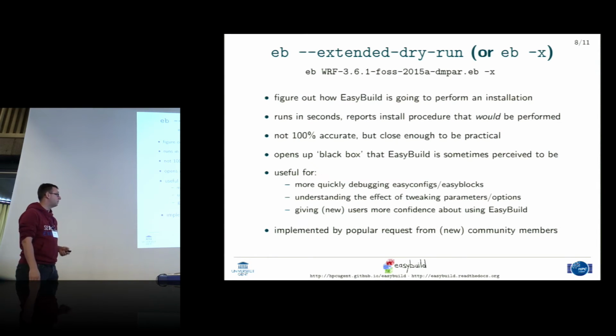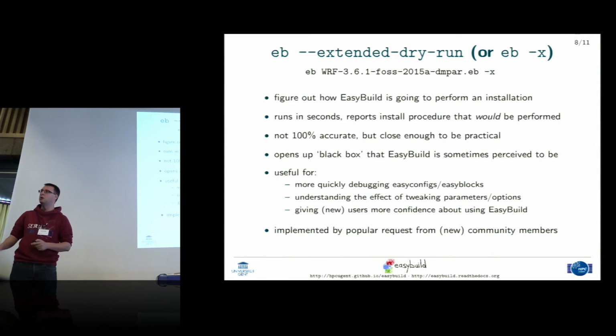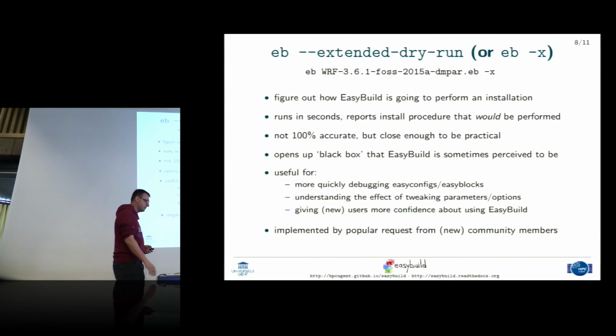Tweaking parameters, tweaking options, and also giving new users more confidence about using EasyBuild. People don't like dealing with a black box. They want to figure out what it's going to do before it actually does it. So you could just do the build, wait for 1 hour, and check the log file, but that's not very convenient. So this was just implemented by popular request. We don't need this because we're familiar enough with EasyBuild. We know what's going on. But for other people, this is very useful.